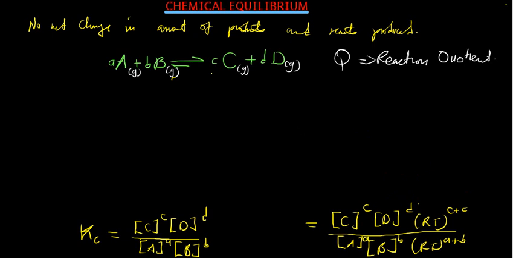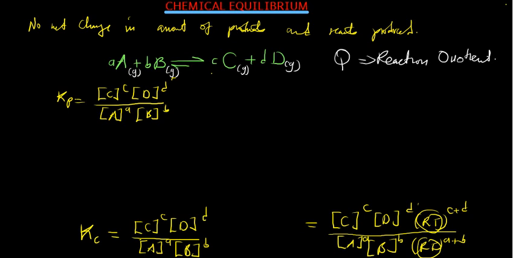Okay, so this is a D here, and so this will give us Kp being equal to the concentration of C raised to the power C, and then the concentration of D raised to the power D, divided by the concentration of A raised to the power A, the concentration of B raised to the power B. And then we have got same bases dividing. What happens to the powers? So we just subtract the powers. So that is going to be C plus D minus A plus B.